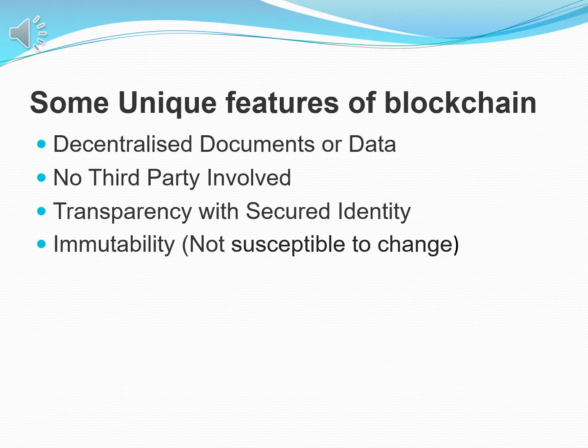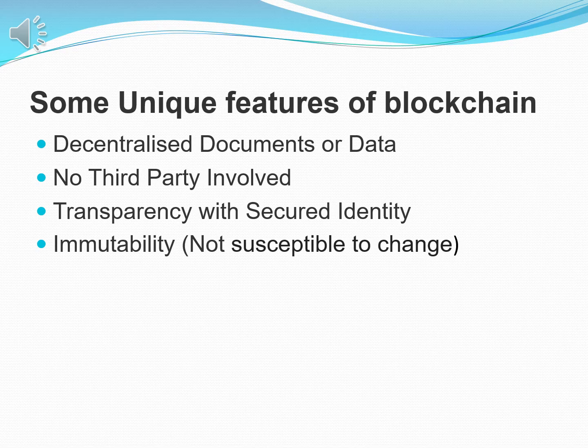Like I explained in the previous slides or parts, it has some unique features. Number one is that it is decentralized documents or data. So the data is not sitting in one place, it is sitting with everyone. There's no third party involved, everyone is dealing directly, with transparency and secure identity, and it is not susceptible to change because it is very immutable. So no one can change the transaction and make forgery. No one can tamper with all these transactions.